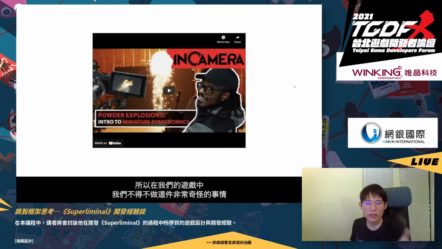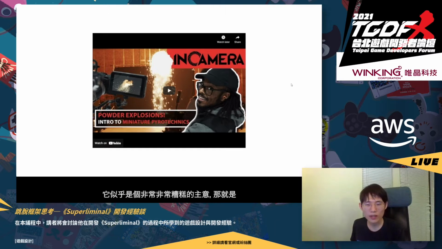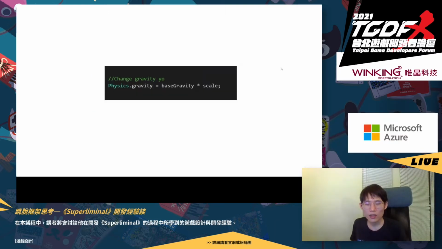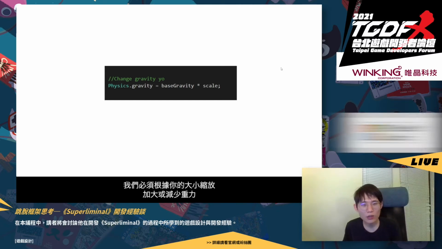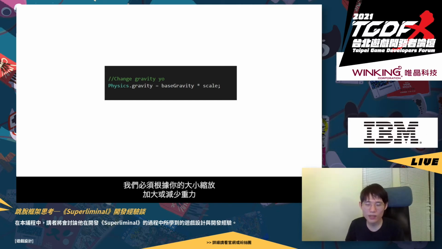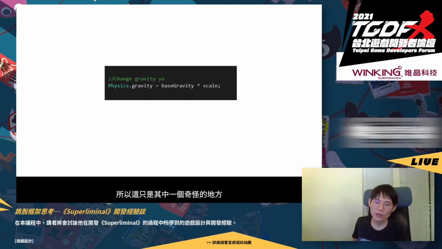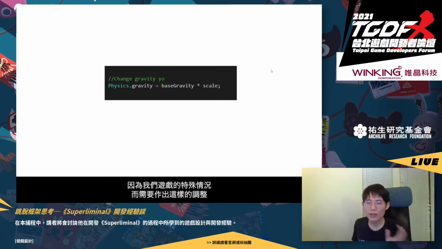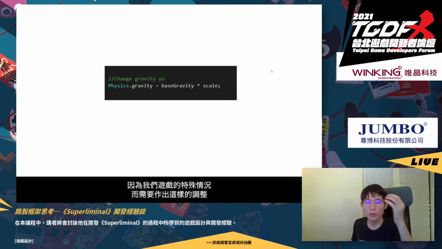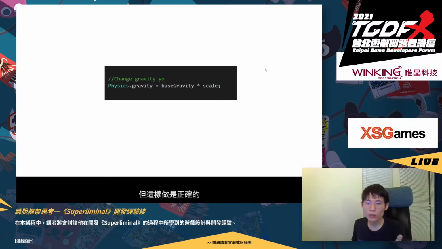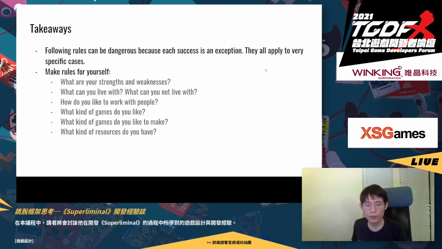So in our game, then, we had to do this really weird thing that generally seems like a really, really bad idea, which is, you have to scale gravity based off your own size. So that's just one of the weird things that because of our particular game, our particular circumstance, we would have to do, but it would be the right thing to do.